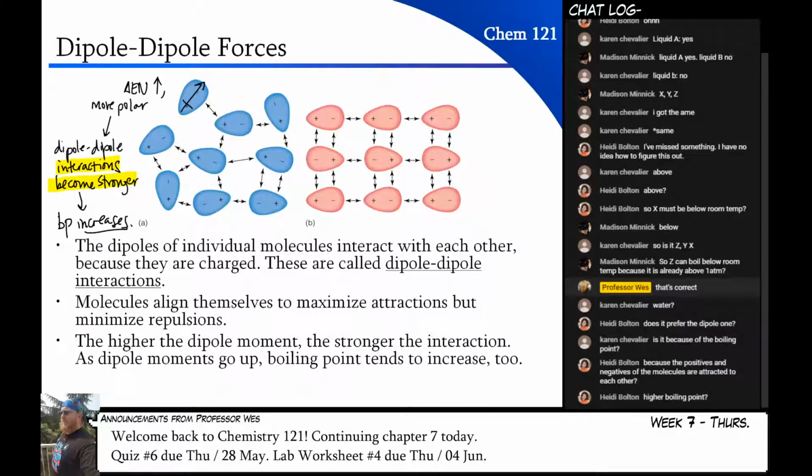So, depending on how polar our molecules are, they will hold together with each other more strongly. And if they hold together more strongly, the boiling point goes up. So, the more polar it is, the higher the boiling point will be. Now, as you make a molecule bigger, polarity tends to go down.